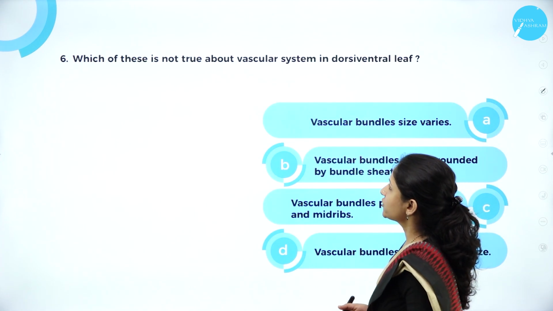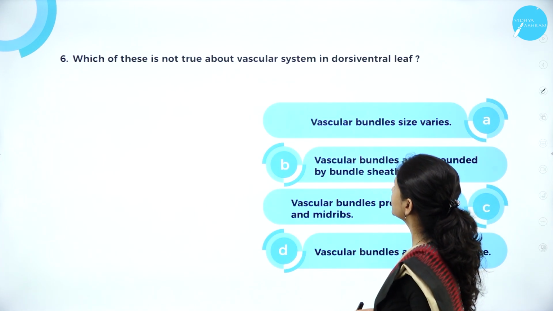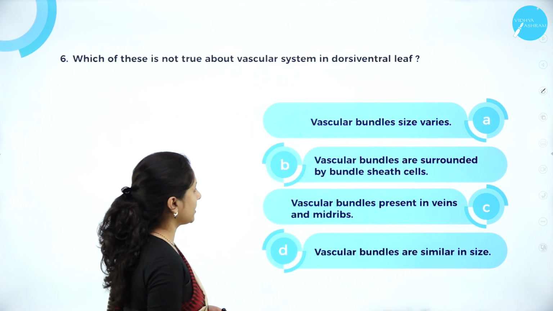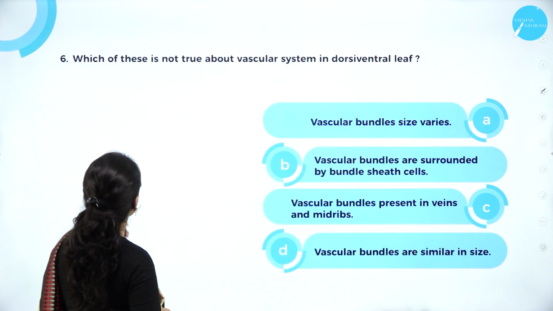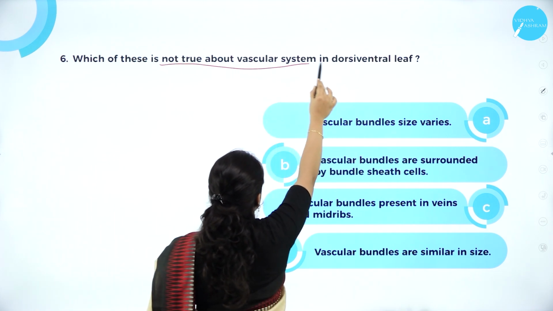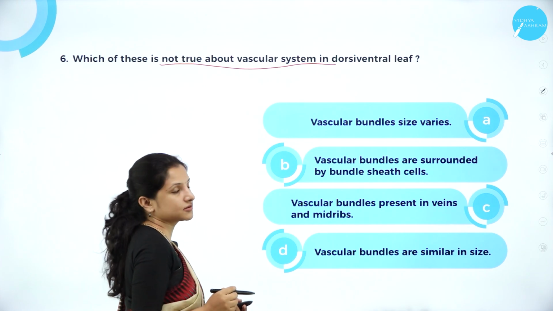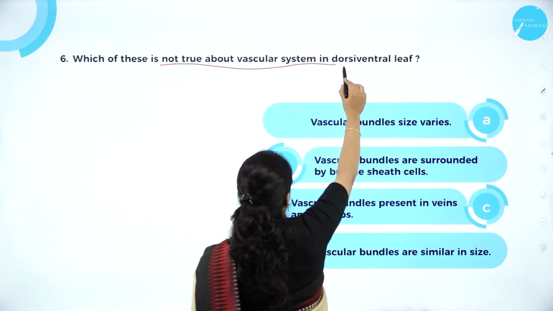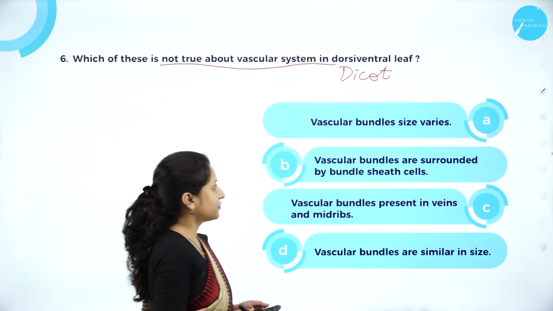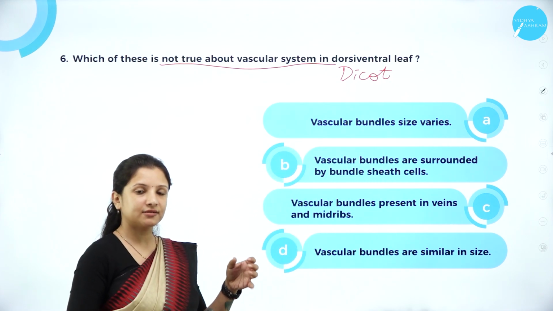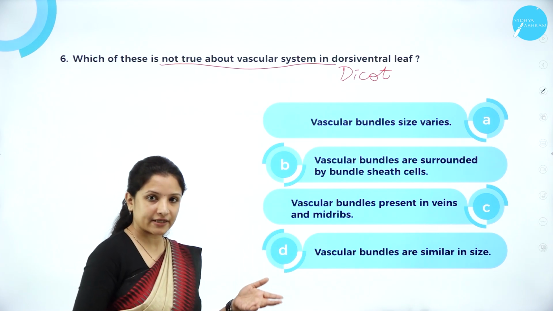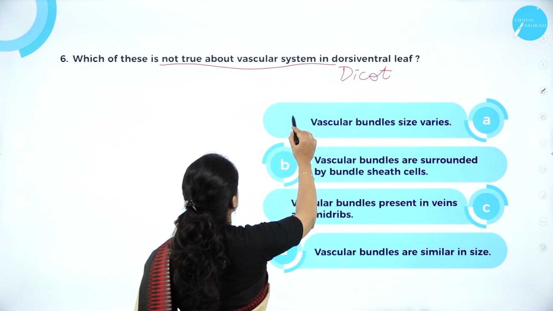So next question, which of these is not true about vascular system in dorsiventral leaf? We have to find the false statement regarding the vascular system in dorsiventral leaf, meaning in dicot leaf. So, vascular bundle size varies. Yes, the vascular bundle size varies because the size of the veins in the dicot leaf tends to vary. So this option is wrong.